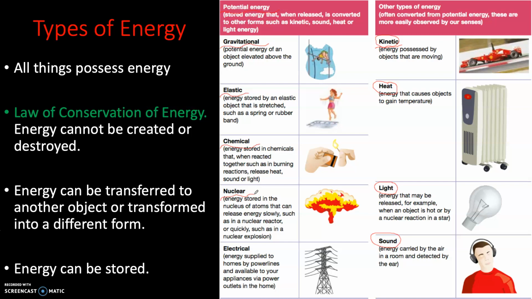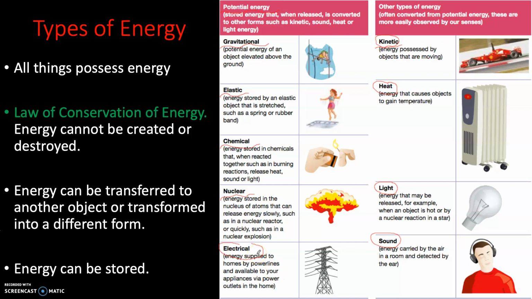Atoms themselves, they've got lots and lots of energy stored within them. So when you break the nucleus of an atom, you release lots of energy. Or when you smash two atoms together during fusion, you can also release lots of energy. So atoms themselves store nuclear energy. We've also got electrical potential energy. And that's energy supplied to homes by power lines and available to your appliances via power outlets in the home.